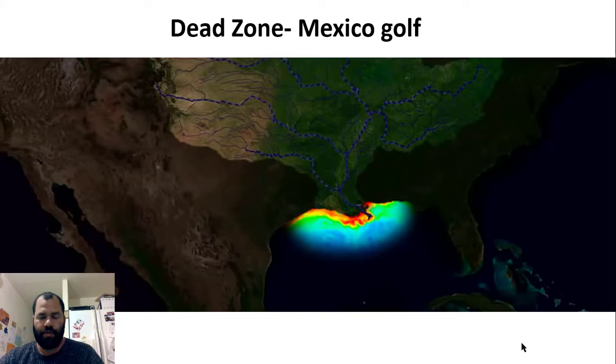Another major concern with conventional agriculture is the pollution of water sources. For example, we can see the drainage basin of the Mississippi River in the United States. As you can see on the map, this whole huge area from the East Coast to the Rocky Mountains in the United States is drained by the Mississippi River and its many tributaries.